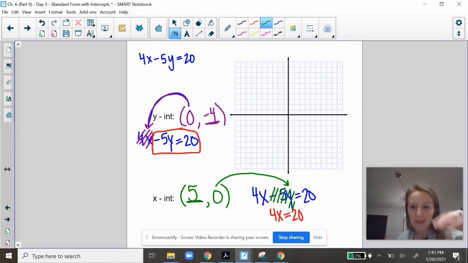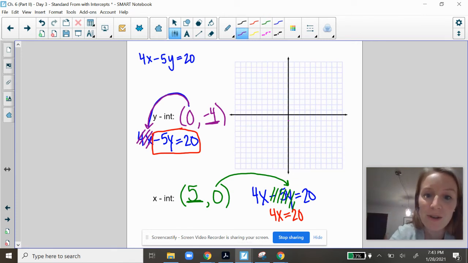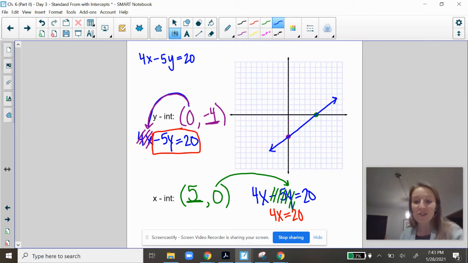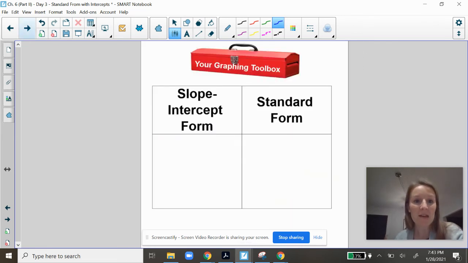Now, instead of graphing this with my y-intercept, my rise over run, I have two perfect easy coordinates to graph, and those are my intercepts. I know my y-intercept is going to be (0, negative 4), and I know my x-intercept is (5, 0). And now I can connect the dots, and I have my line. So this is your magic trick. It's called the cover-up method, covering up one term and figuring out one intercept and covering up the other term and figuring out the other intercept. So you have now a graphing toolbox.